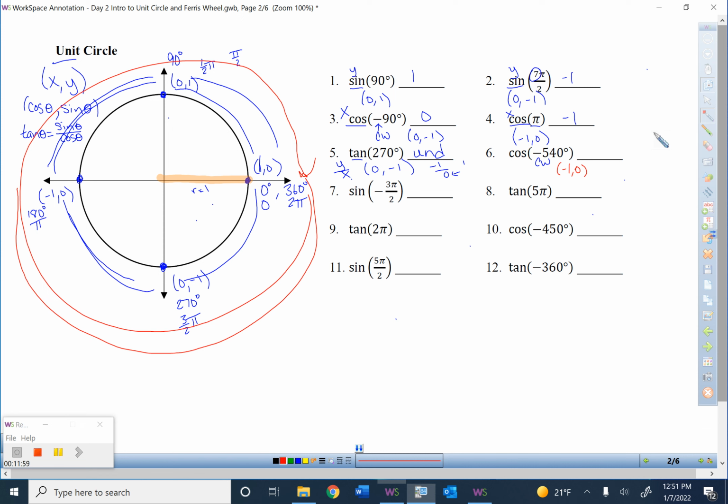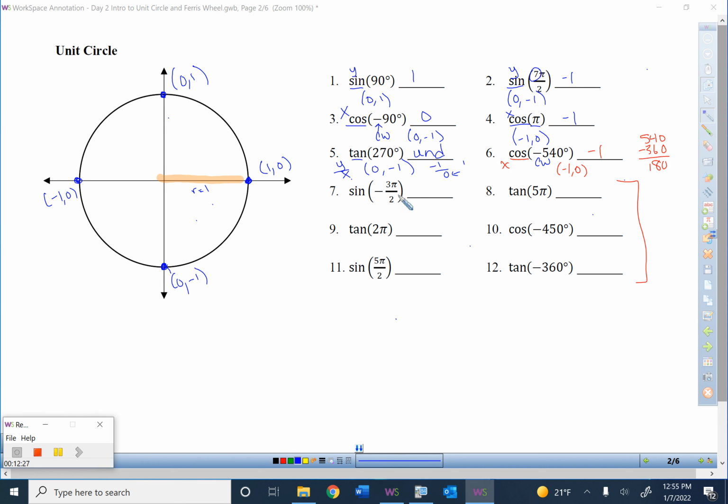And if you didn't know it was 180 automatically, just subtract off your 360, and that's really where that's coming from. So we're at the point negative 1, 0. Cosine tells us look at the x value, negative 1. I want you to pause the video and try out problems 7 through 12 for me, and then I'll let you check them.